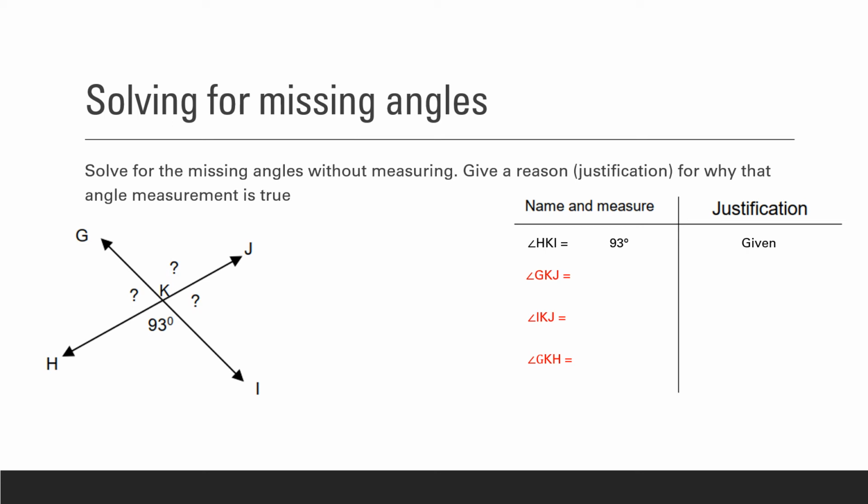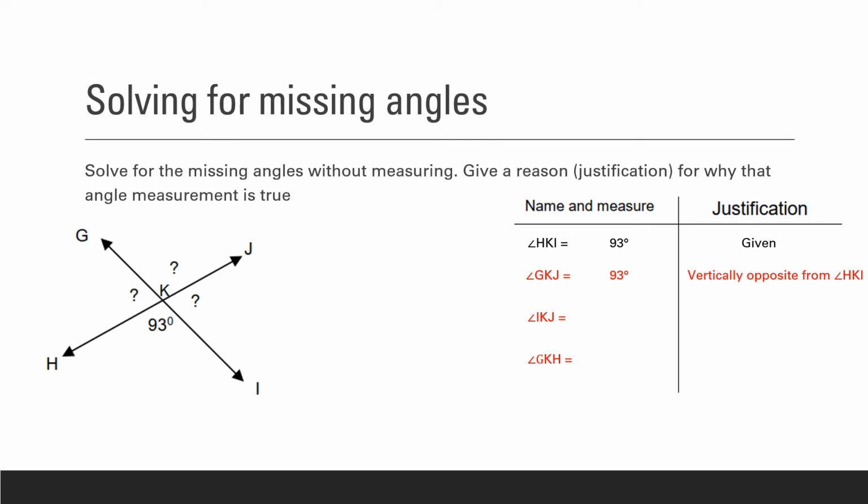Now I'm going to start with angle GKJ. You don't have to, but that's the one that I'm going to start with. And I can see that that angle, GKJ, is right across from the angle that I know, HKI. So that means that automatically I can say that this angle is 93 degrees. And the reason, the justification, is because of that property called vertically opposite angles. We know that when two angles are vertically across from each other, they are equal. So there's no calculation there at all. I can just go ahead and say that it's 93 because they are vertically opposite.